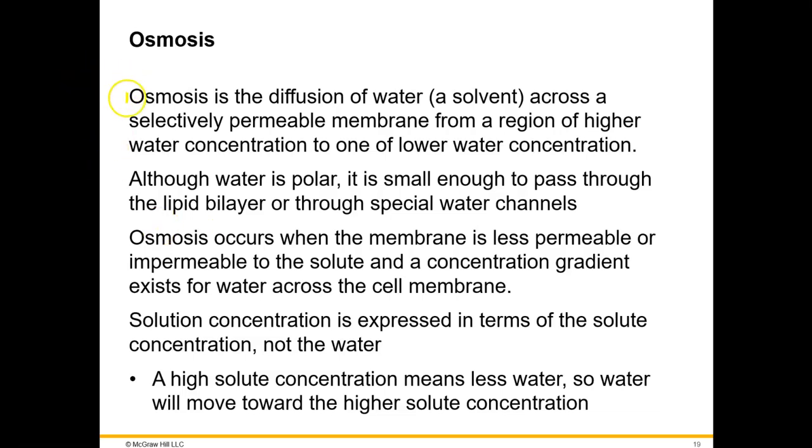And then we have osmosis, which is a special type of diffusion. It's a diffusion of water, and water is going to move from where water's concentration is high to where water's concentration is low. And even though water is polar, the reason it can pass directly through the phospholipids is because it is also very small. So water can pass through either the lipid bilayer, because it is so small, or through water channels called aquaporins.